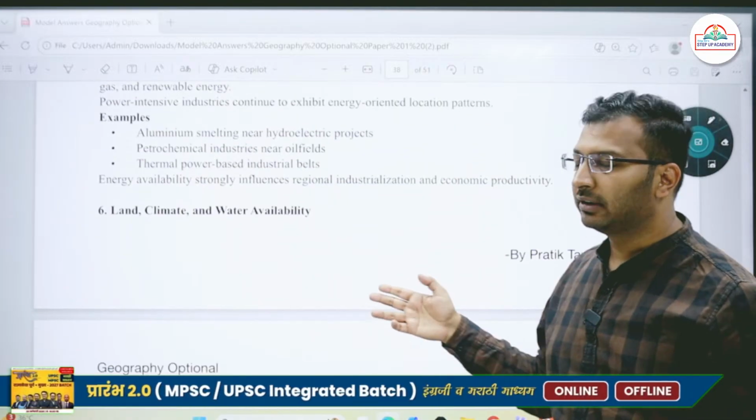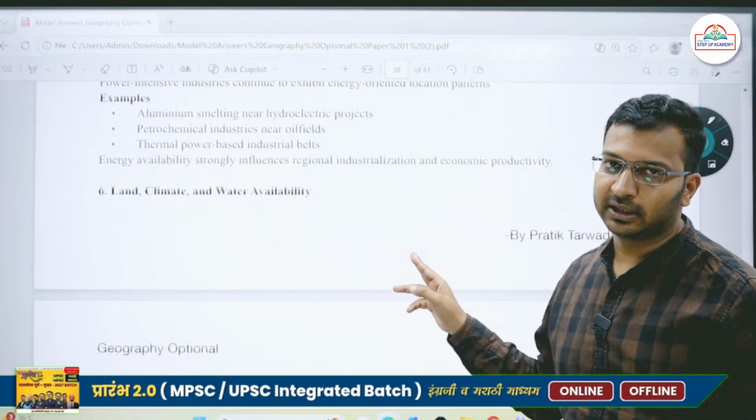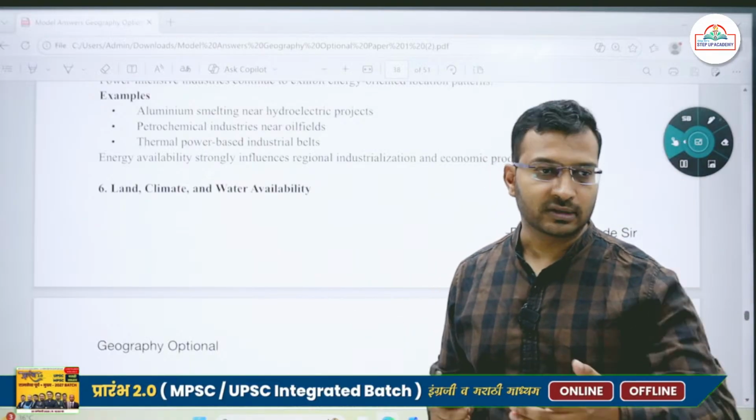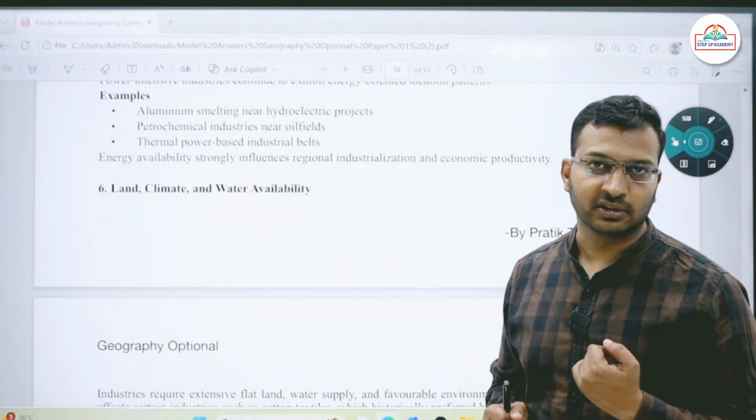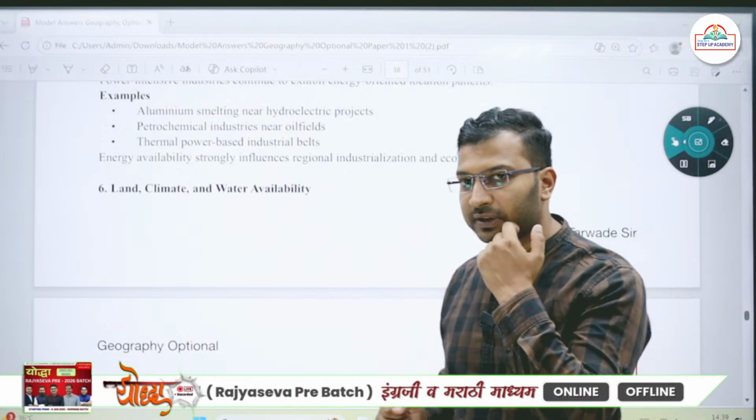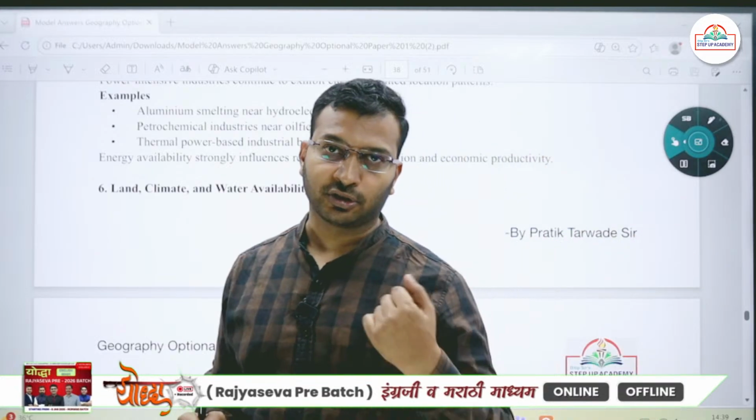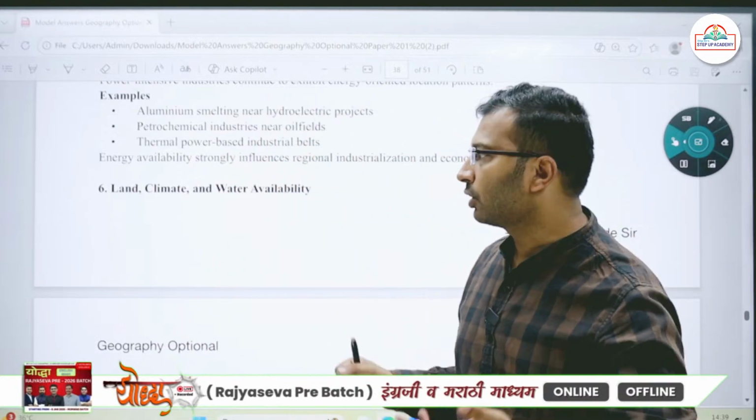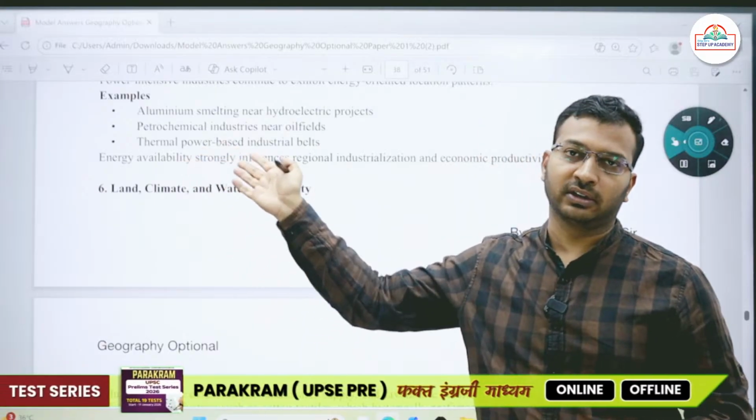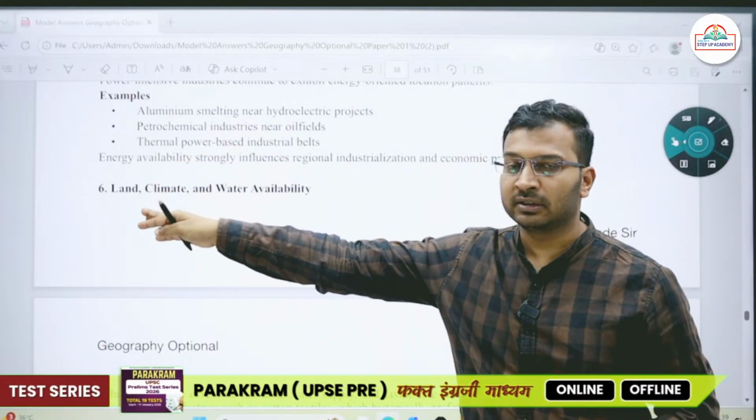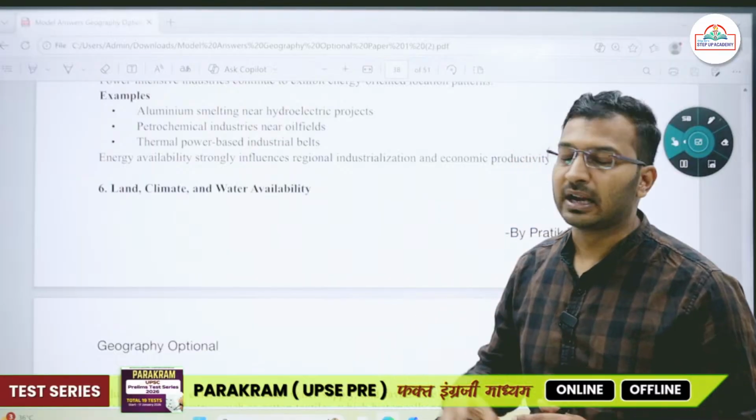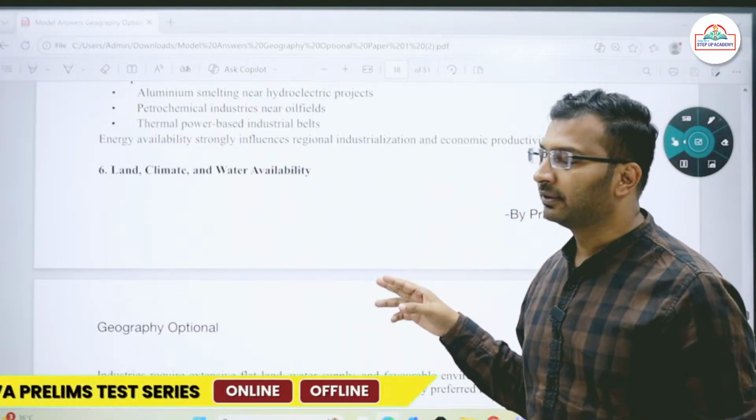Then availability of land, climate and water is also very significant. For example, India geographically is a very diverse nation. We have all physical geographical features present here. If you talk about the Himalayan mountain ranges, it is not industrially developed. Why? Because the land terrain is not suitable there, and the climate is also not that favorable.